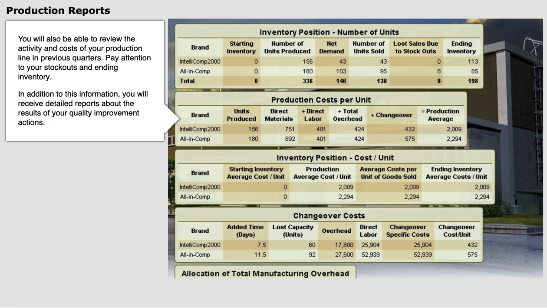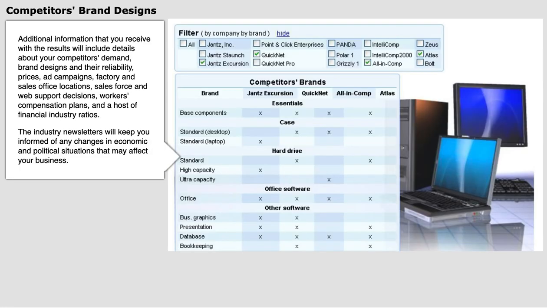You will also be able to review the activity and costs of your production line in previous quarters. Pay attention to your stockouts and ending inventory. In addition to this information, you will receive detailed reports about the results of your quality improvement actions. Additional information that you receive with the results will include details about your competitors' demand, brand designs and their reliability, prices, ad campaigns, factory and sales office locations, sales force and web support decisions, workers' compensation plans, and a host of financial industry ratios.